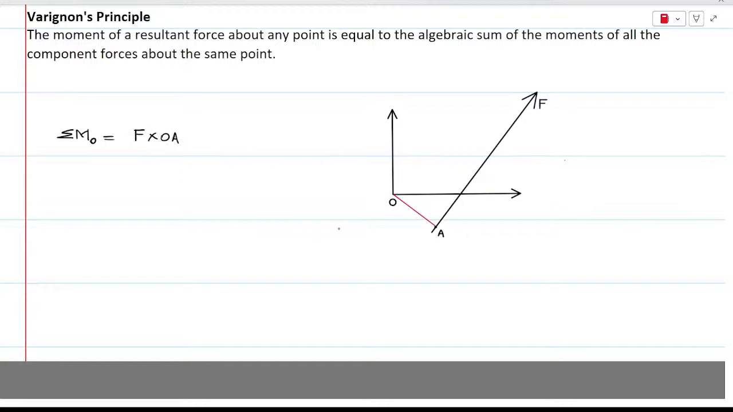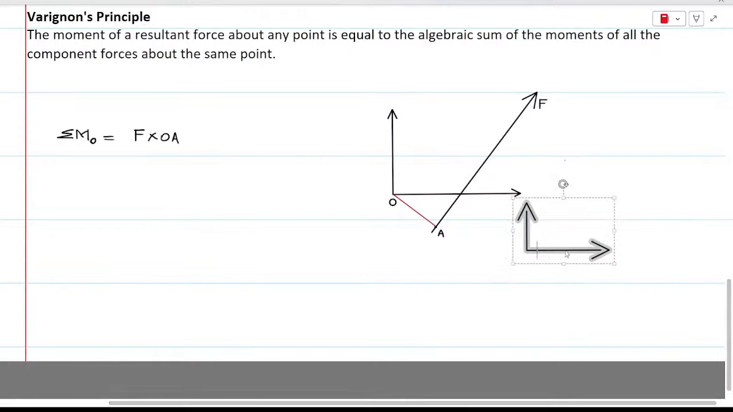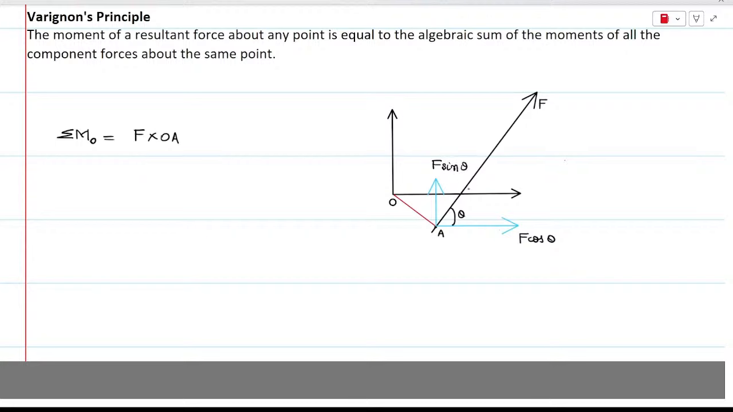Next, what I do is I'll resolve this force into the components along x and y directions. So let's say this is the axis. Now this would be the horizontal component. Let's say that this is theta. This would be F cos theta, and the vertical component is F sine theta.